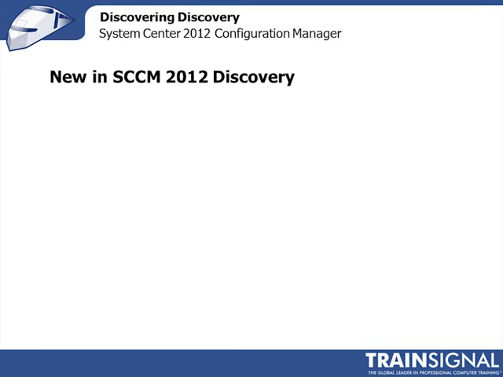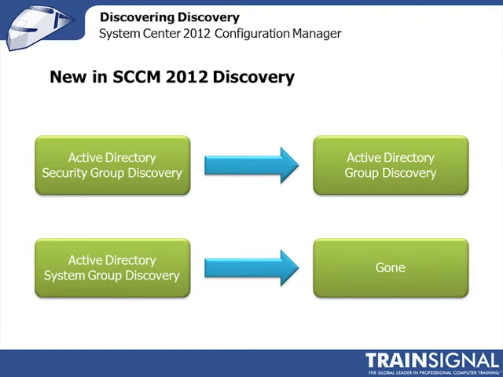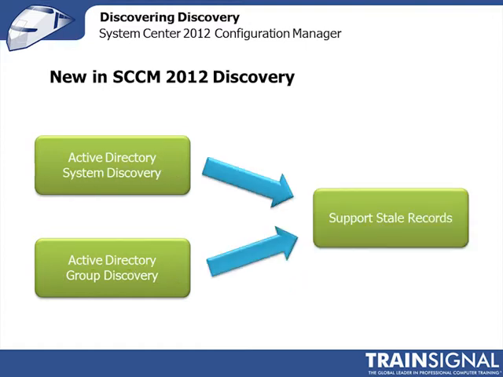There's some new stuff, though, that you can find in Configuration Manager 2012. First of all, what used to be called Active Directory Security Group Discovery is now Active Directory Group Discovery. Active Directory Group Discovery will also discover group memberships of resources. So if you've got a group of users, you can actually find the members of those groups using this discovery method. Active Directory System Group Discovery is gone. It is no longer available in Configuration Manager 2012. Further, two discovery methods, Active Directory System Discovery and Active Directory Group Discovery, will support stale records, which we'll discover later on in this course.